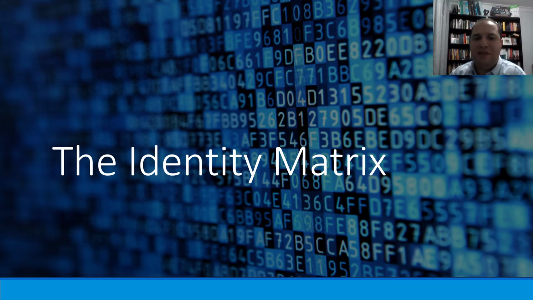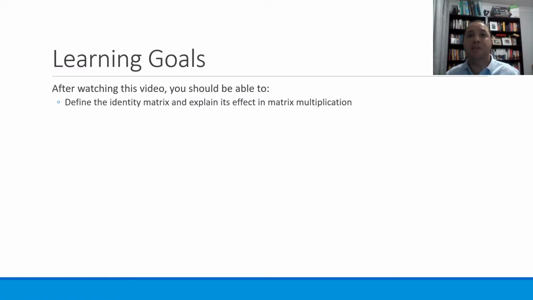Hi students, in this video we are going to look at the identity matrix. After watching this video you should be able to define the identity matrix and also explain its effect in terms of what happens when we use it with matrix multiplication.